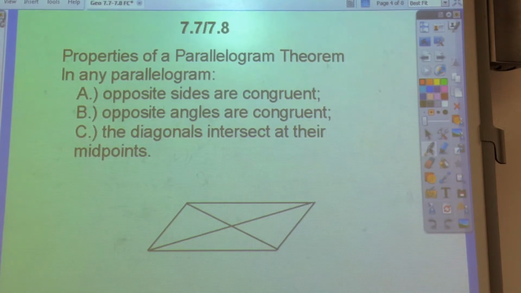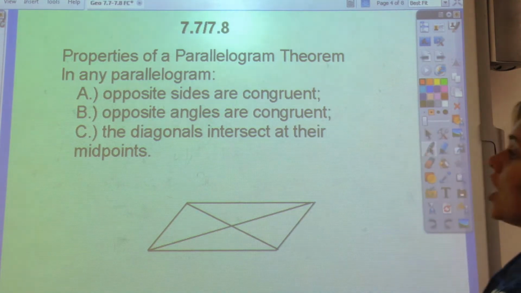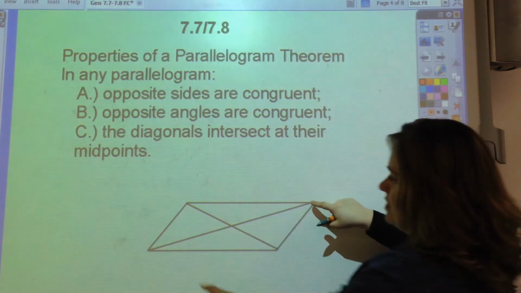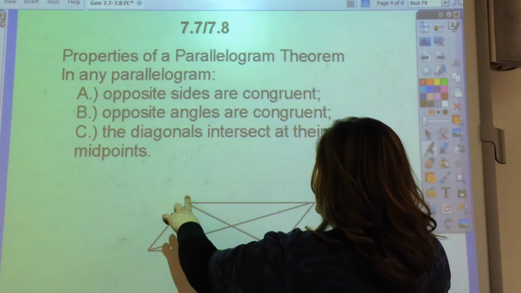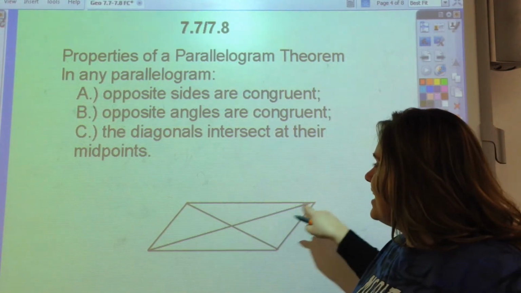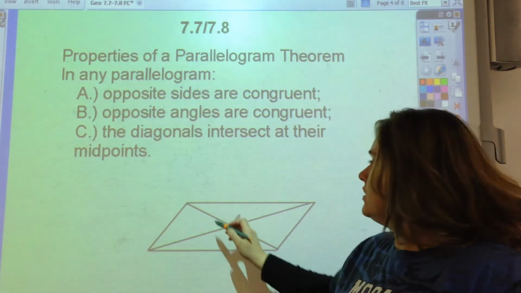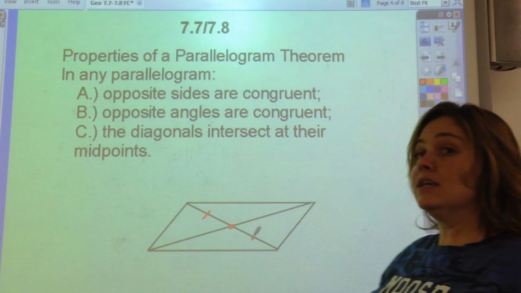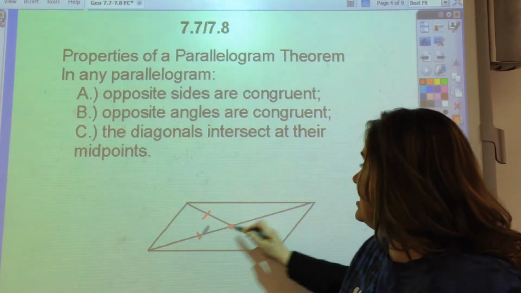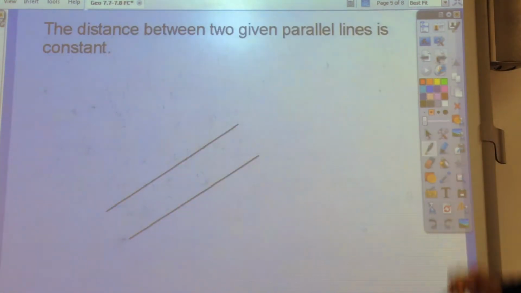In any parallelogram, the opposite sides are congruent. That means that these sides are equal and these sides are equal. The opposite angles are congruent. That means that these angles are equal and these angles are equal. And the diagonals intersect at the midpoint, which means if this is my midpoint, these two segments are congruent and these two segments are congruent. All right, go ahead and write that down.